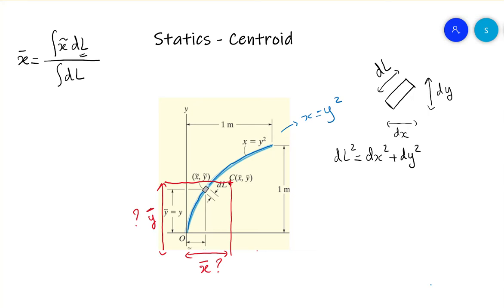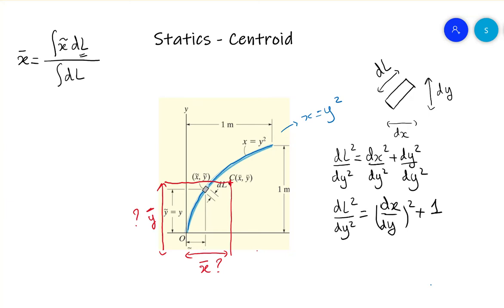Here we have to pick one of them. We can keep just dx or dy, not both. So let's say we want to keep dy, and you will see what I will do. I divide everything by dy squared. What I get is dl squared divided by dy squared equal to dx divided by dy, oops, it's an x on the top, dx divided by dy squared plus 1.